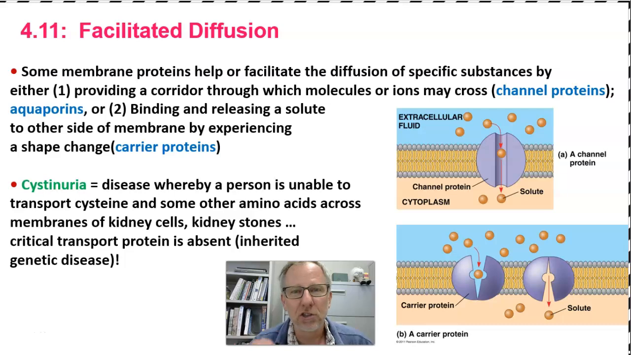Because of their charge. They can't get across. And so certain transport proteins are there to help or facilitate the diffusion of these substances from one side of the membrane to the other because they cannot get through the phospholipid bilayer on their own. So there's two kinds of transport proteins that are involved in facilitated diffusion.